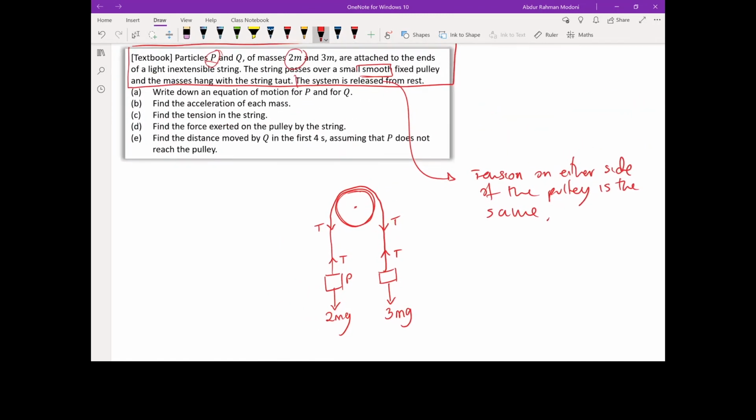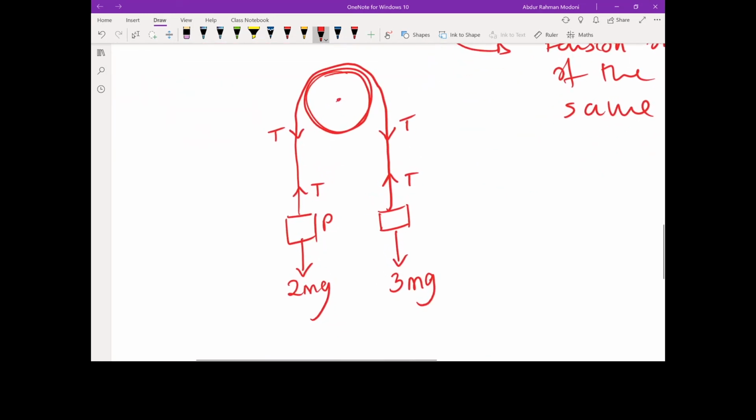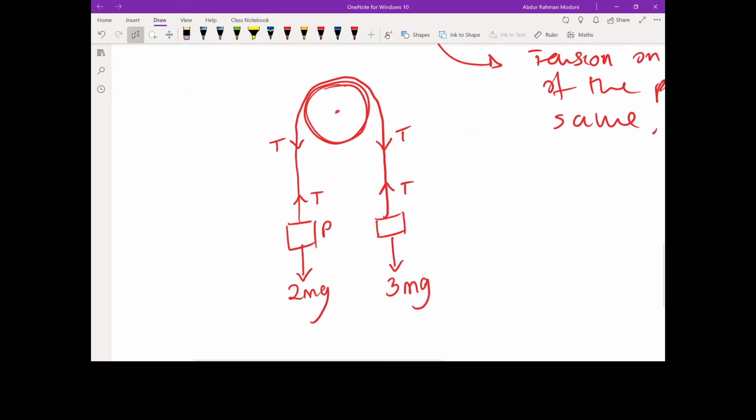The system is released from rest. What does release from rest mean? Starts from 0 velocity, and then it will start to accelerate. If something picks up speed, it's going to accelerate. We need to decide, first of all, which way the pulley is going to move. By using a bit of common sense, looking at some of the weights, which one is heavier? Okay, so it's going to want to go which way? Down here. Yeah, I'll indicate that using a double arrow for acceleration.